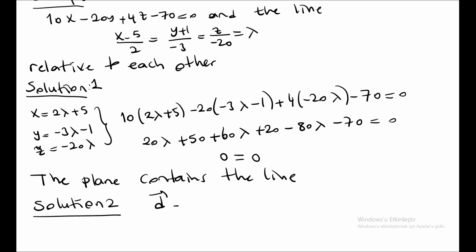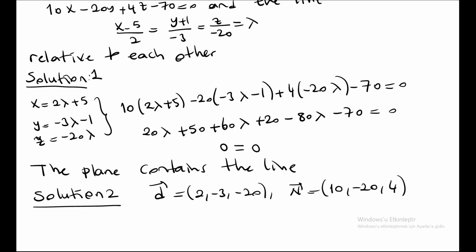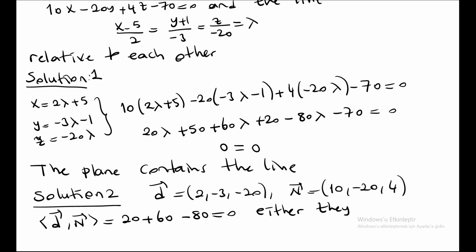Now again, D is this one, 2, negative 3, negative 20. Also the N is this, 10, negative 20, 4. So if you multiply these two vectors by inner product, so D dot N, so 20, 60, and negative 80, so it will be 0. So now we conclude this one. Either they are parallel or the line lies on the plane.